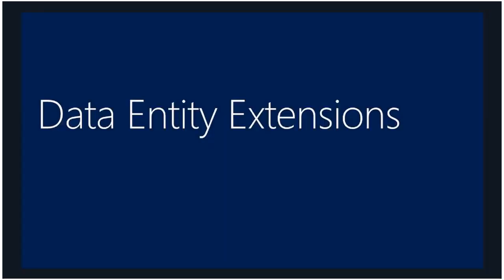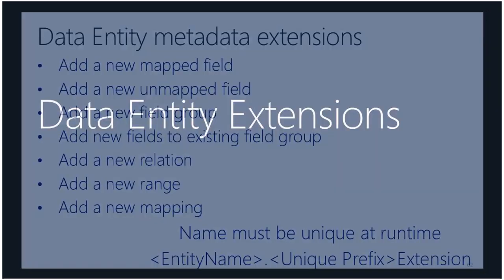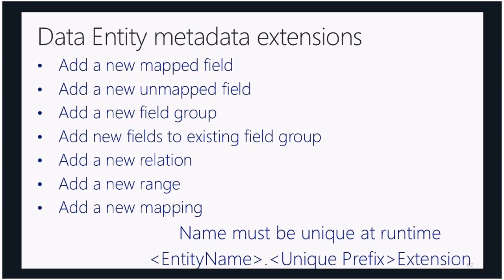Data entities support a set of metadata extensions closely related to views. As with views, the changes you can enable through metadata extensions are through adding new features. You can add new mapped or unmapped fields, field groups, relations, and ranges. You cannot change the properties on the actual data entity itself. Obviously, the same rule around naming applies to data entities as well.